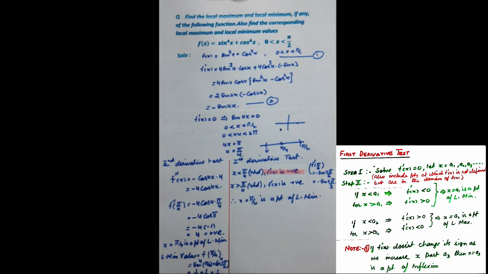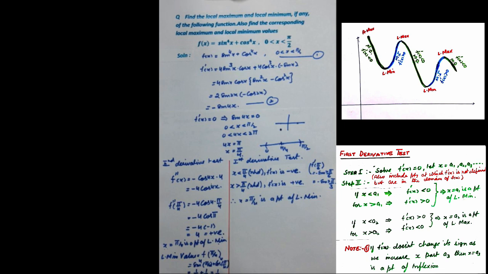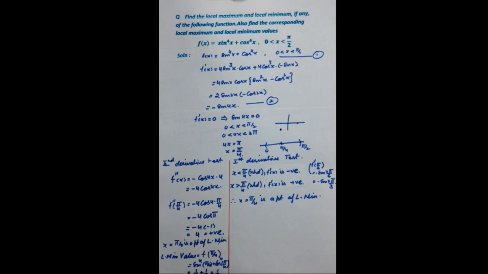So f dash x is changing its sign from negative to positive. That is falling to rising, that is monotonically decreasing to monotonically increasing. That is, the graph is changing its trend from falling to rising. So it will be a point of local minimum. And this conclusion is the same as we got from the second derivative test. x equal to pi by 4 is a point of local minimum. You can use either of the two tests.